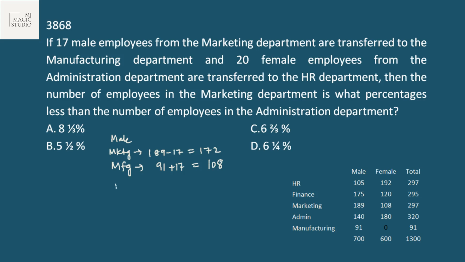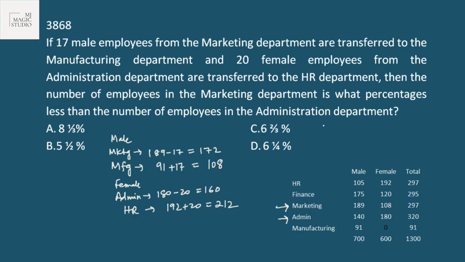20 female employees from admin. What is given about female? From admin are transferred to HR. Admin female 180 minus 20, now admin is only 160 left, and they are transferred to HR. HR female is 192 plus 20, that will become 212. Then the number of employees in the marketing department is what percentage less than the number of employees in the admin department?